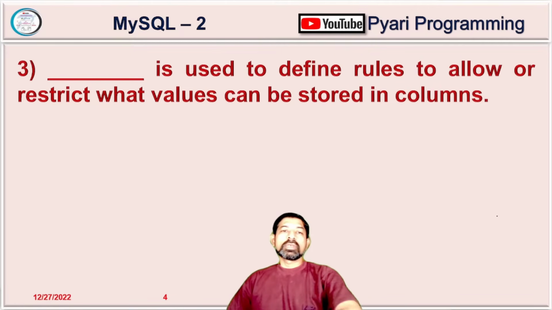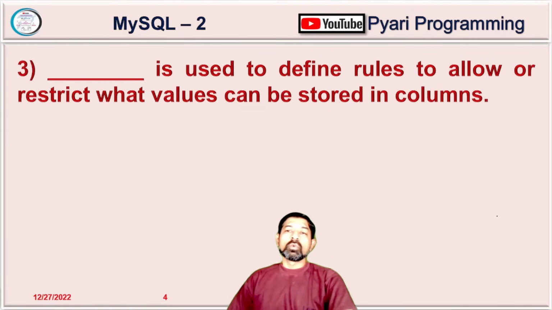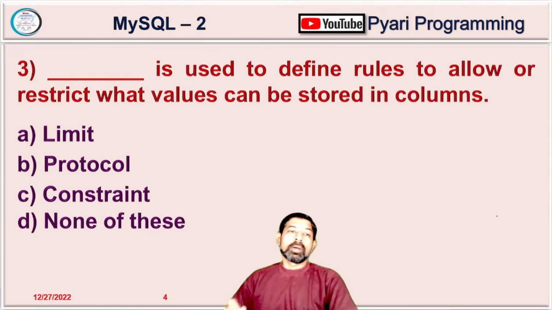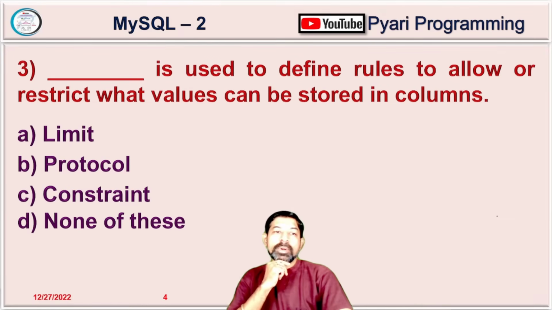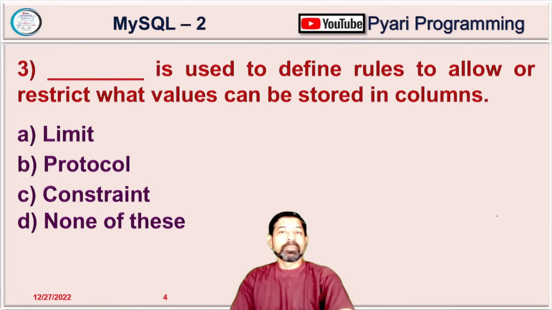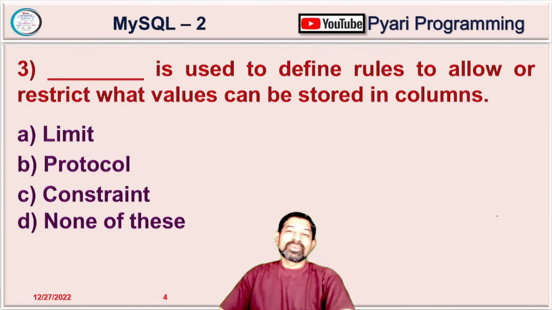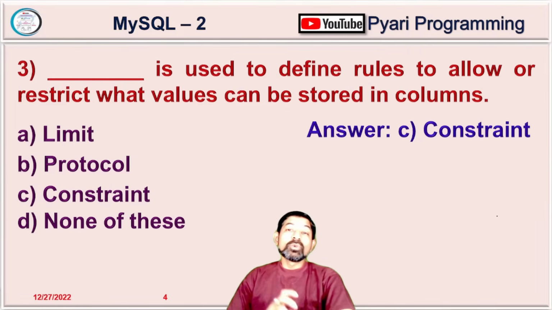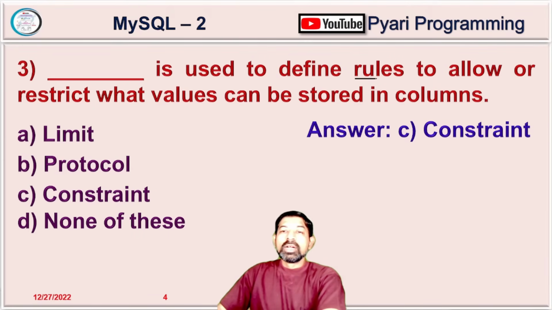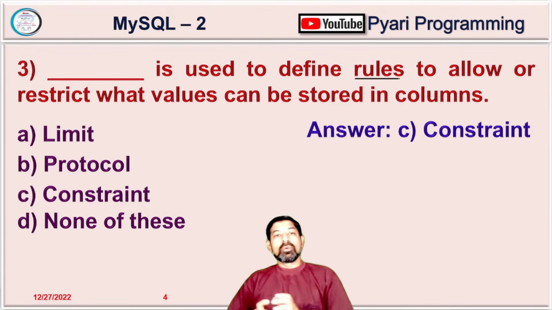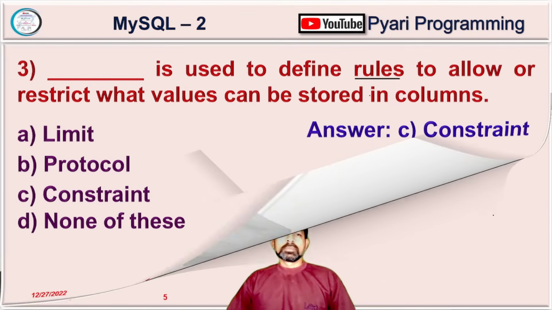Now this question says that dash is used to define the rules to allow or restrict what value can be stored in a column. It is limiting the data. It says protocol. Protocol is used in networking systems; it is also a set of rules. Constraints. Yes, it is constraint because it is used to define, as we have already seen in the introduction or definition, the rules to allow the data to be entered or to restrict the data entered into a column.